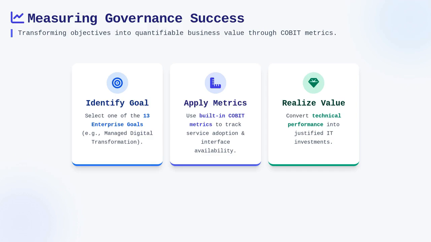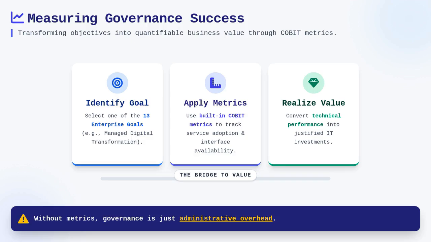By selecting the goal related to managed digital transformation, you can identify specific metrics that track service adoption or customer-facing interface availability. These metrics serve as the bridge between technical performance and business value, ensuring that your governance system remains sensitive to real-world outcomes. Without this link, governance becomes an administrative overhead instead of a value creation engine.